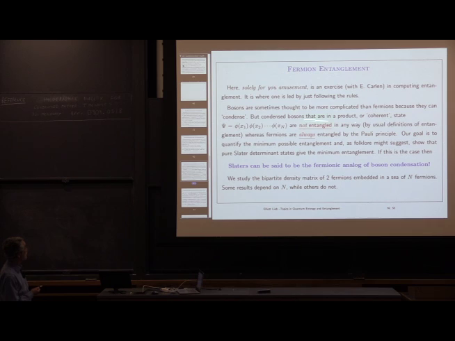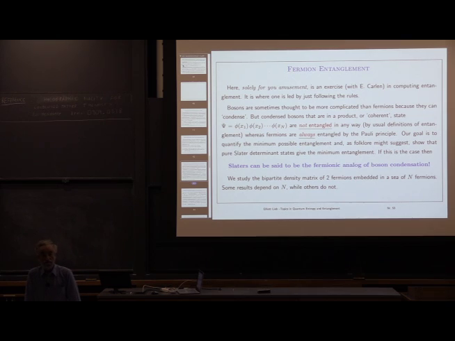On the other hand, fermions are always entangled by the Pauli principle. They can never get away from each other. And they cannot be in anything like this kind of state, of course. So our goal is to quantify the minimum possible entanglement, and as folklore might suggest, show that pure Slater determinants give the minimum entanglement. This is what you might guess is the analog of the condensed boson state.